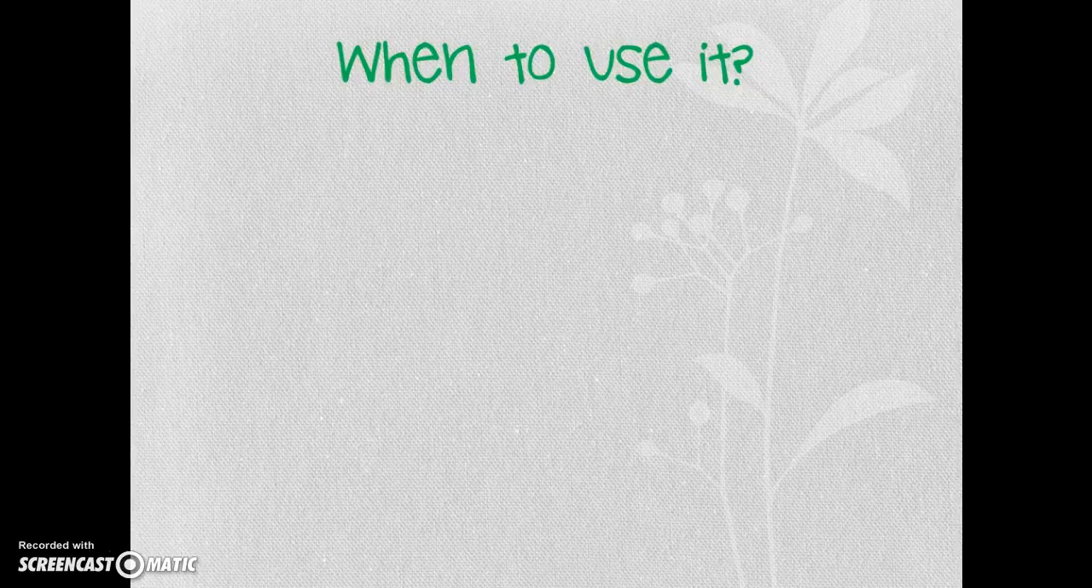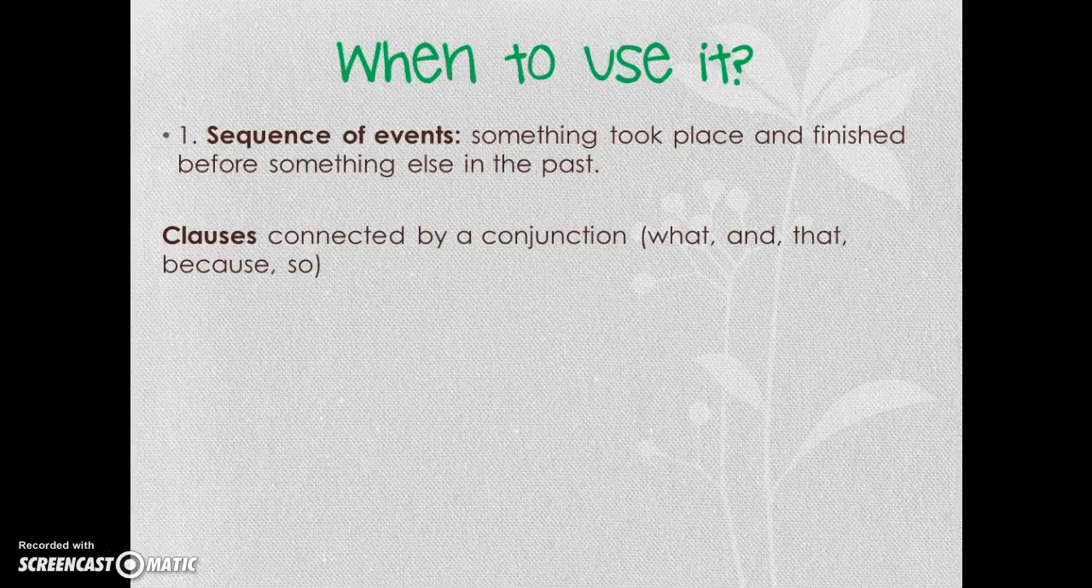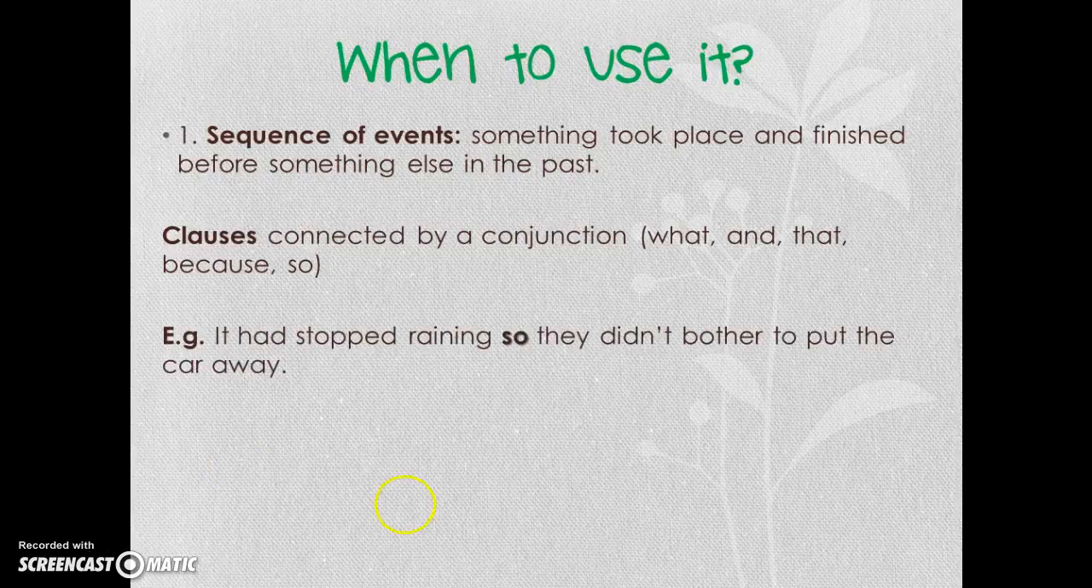Now, when are we going to use this tense? First, we can use it in a sequence of events, in something that took place and finished before something else in the past. For example, it had stopped raining, so they didn't bother to put the car away. Clauses are going to be connected by a conjunction, like when, and, that, because, and so.